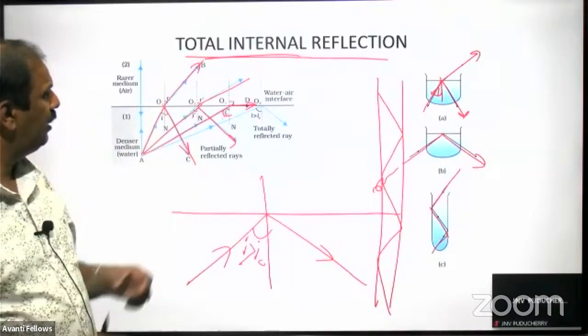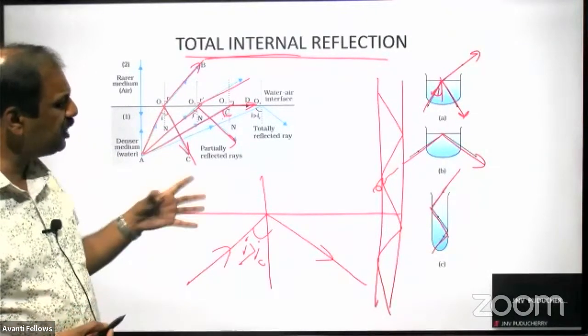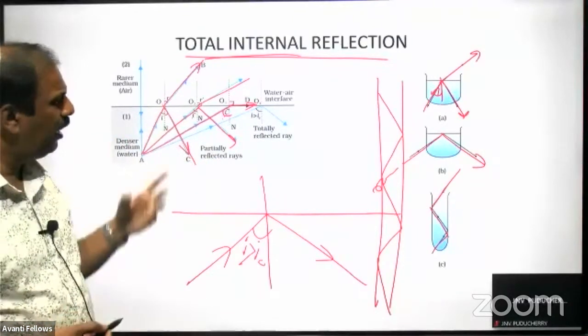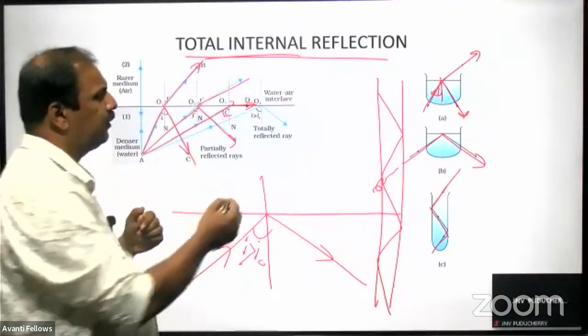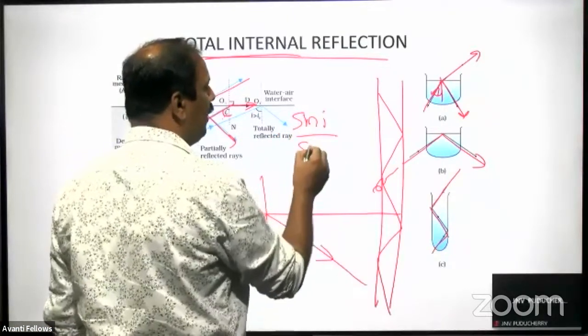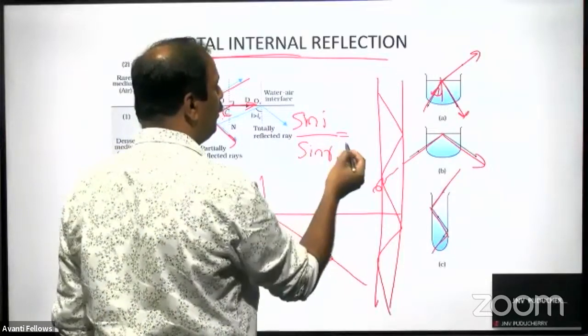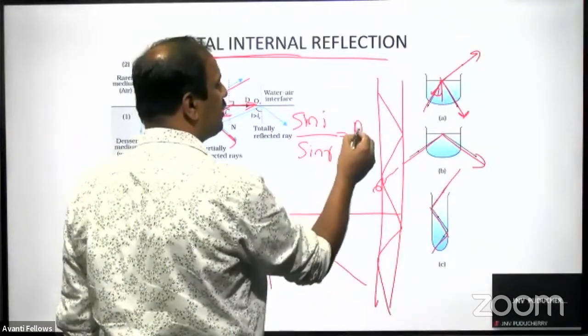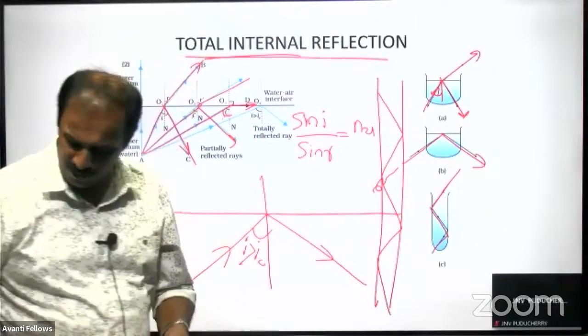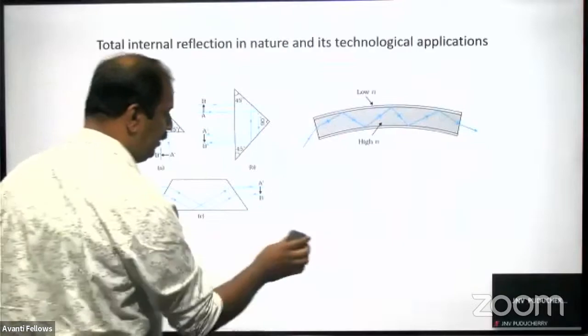So here we have a relation between critical angle and refractive index. You know sin i by sin r is equal to the refractive index, n21. Now at the critical angle, how will it be?